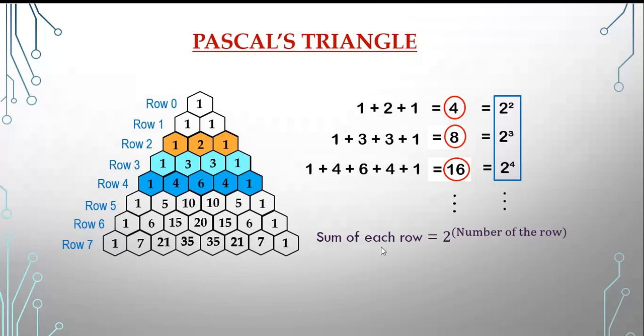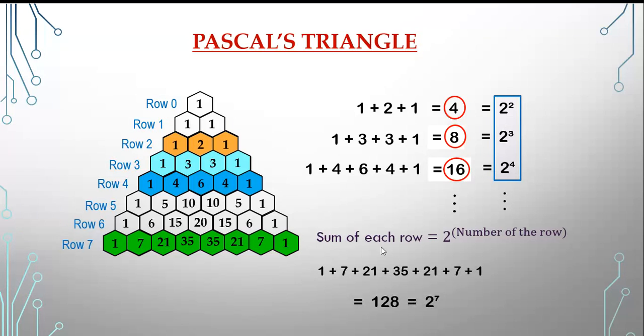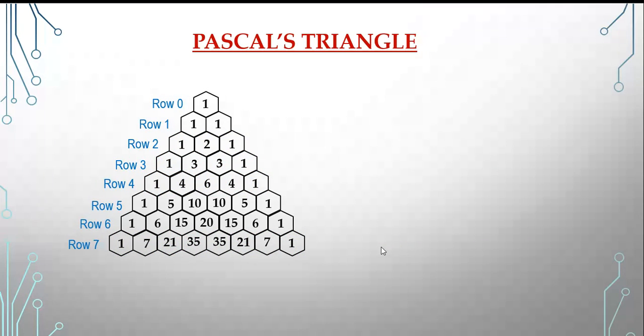You can check it out for any row. Take the 7th row for instance. What is the sum of these numbers? That is 128, and it is 2 raised to the power 7. So many patterns, right? But you may be wondering how we will use this Pascal's triangle in the binomial theorem.